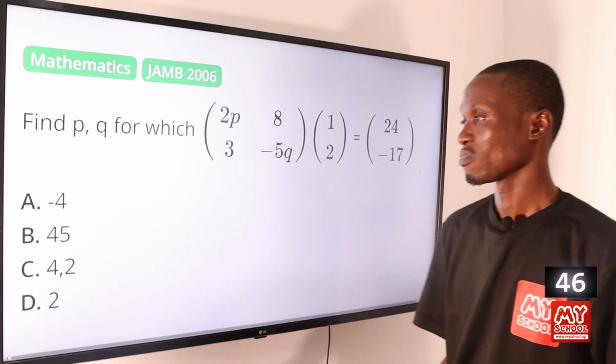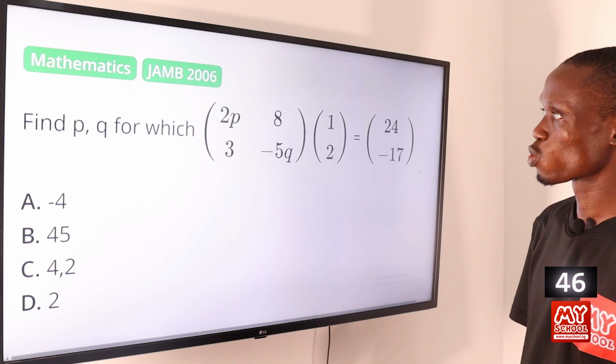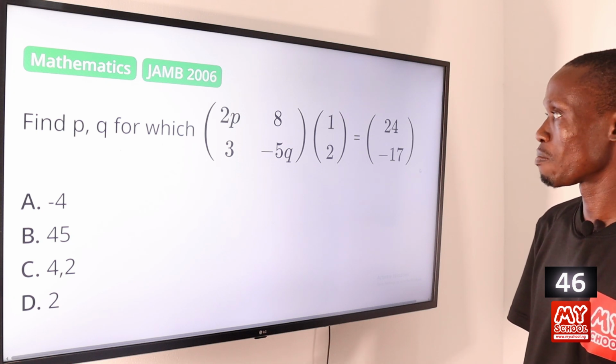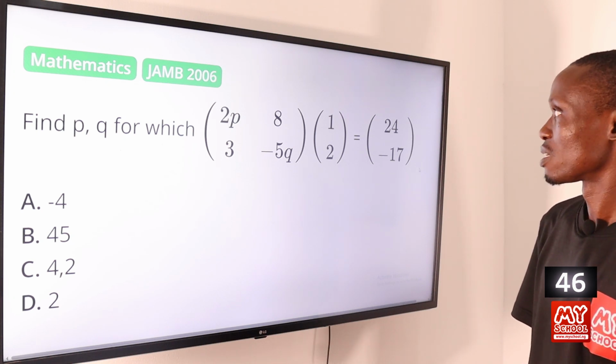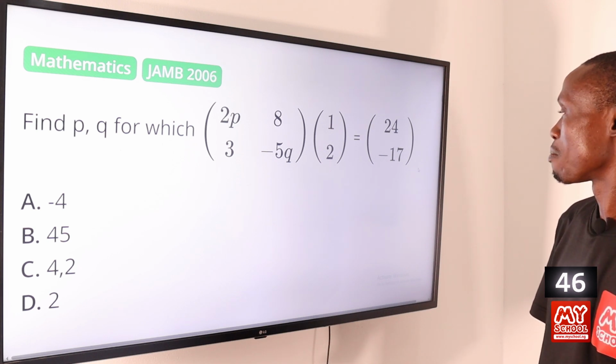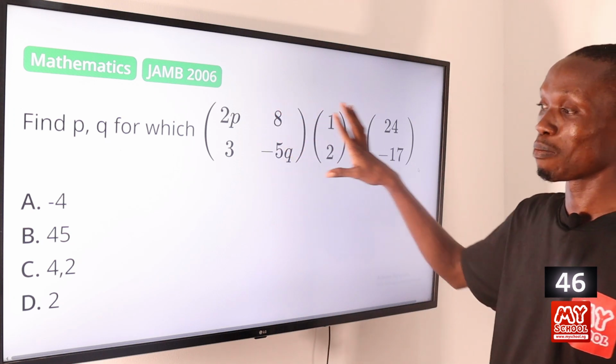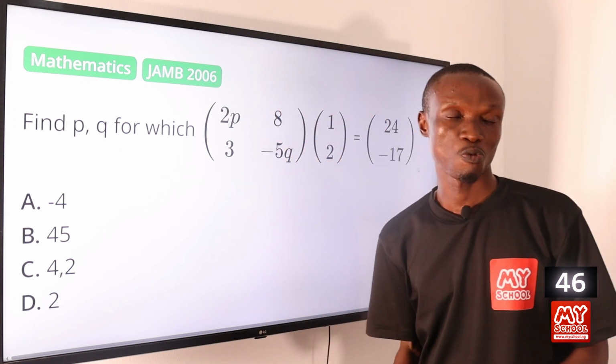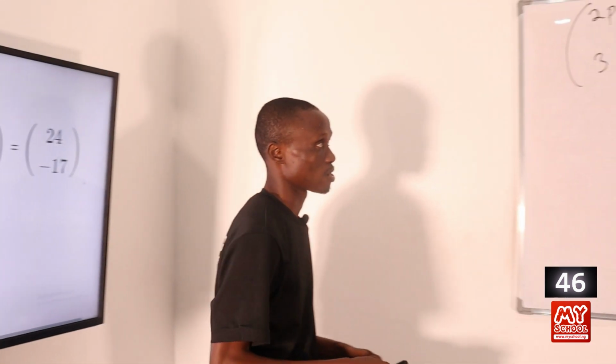Question 46. Find P and Q for which the matrix 2P 8, 3 minus 5Q in brackets times 1 over 2 in bracket is equals to 24 then minus 17 in bracket. Of course, these are matrices. So let's move over to the board to provide answer to this question.